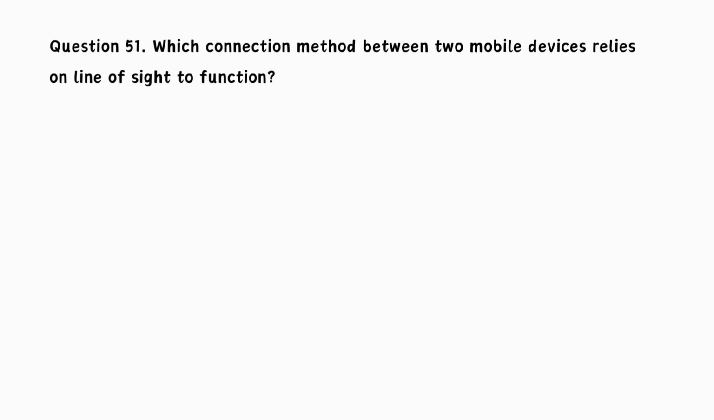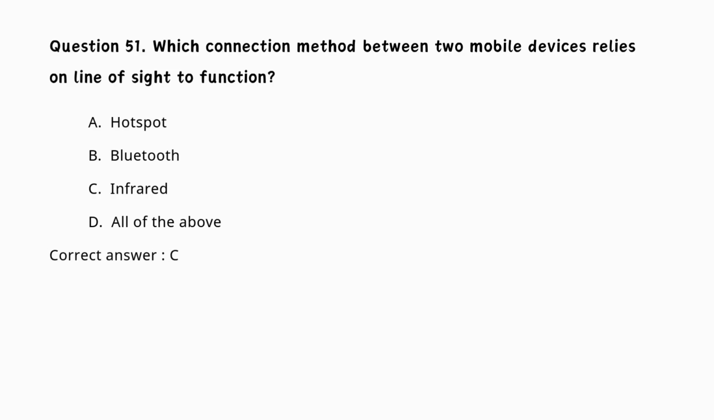Question 51. Which connection method between two mobile devices relies on line of sight to function? A. Hotspot. B. Bluetooth. C. Infrared. D. All of the above.